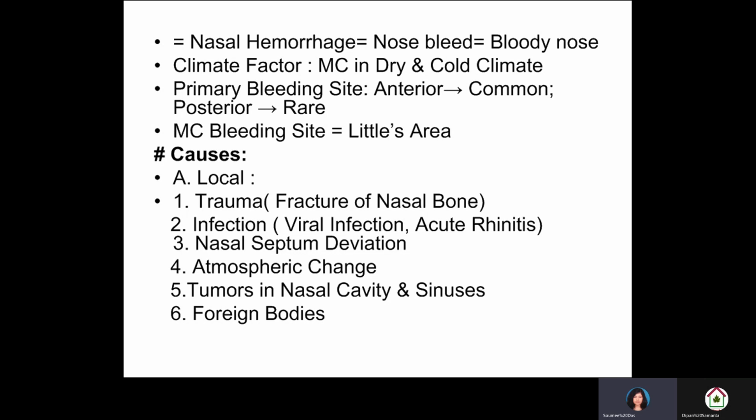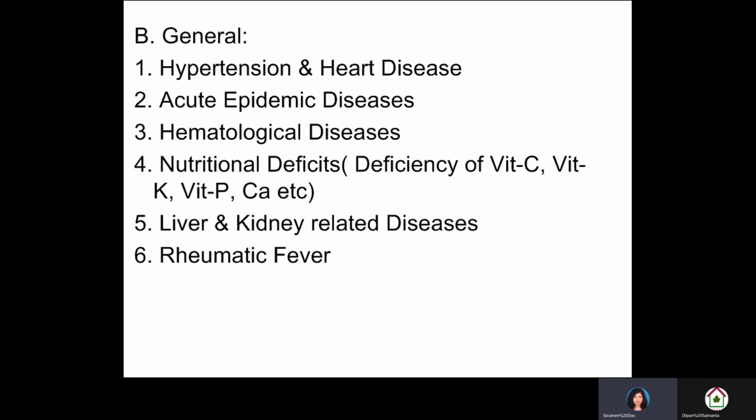The causes are local, generated from trauma, fracture of the nasal bone, infection or acute rhinitis, nasal septum deviation, atmospheric change, tumors in nasal cavity and sinuses, and foreign bodies. So these are the factors which lead to the development of this epistaxis or nasal hemorrhage.